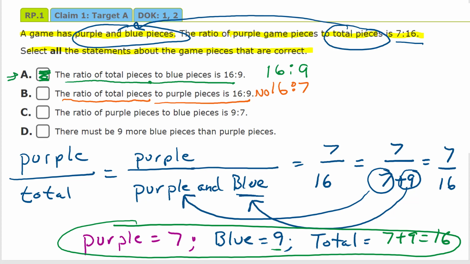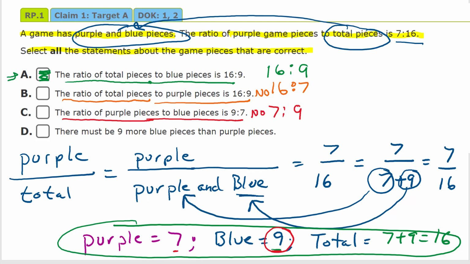Now let's go ahead and look at C. C reads the ratio of purple pieces to blue pieces is 9 to 7. Well, our purple pieces is 7. That's what we have here. And then our blue pieces we know are 9 right there. So that ratio is 7 to 9. That's not the same here, so this is a no. Now let's go ahead and look at D.